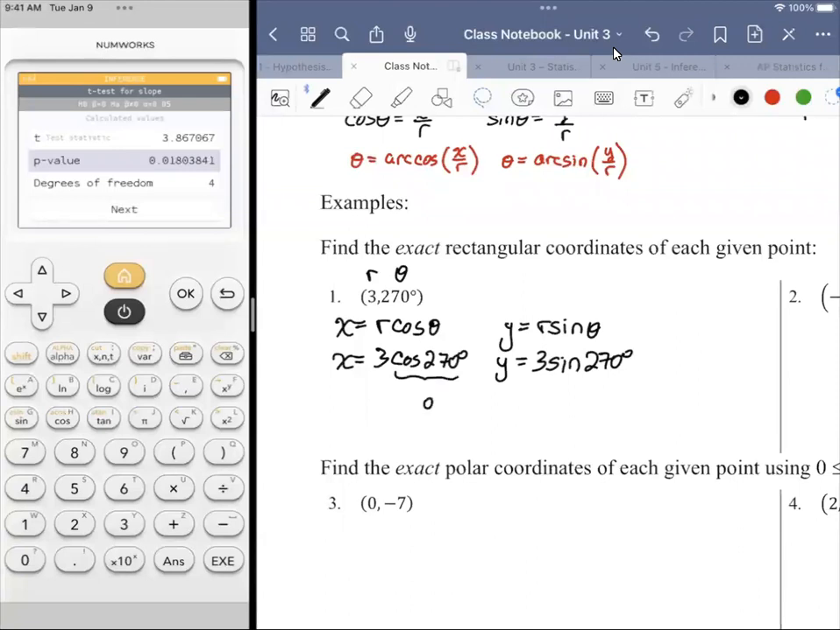Cosine of 270 is zero. So 3 times zero is my x value. So zero. Sine of 270 is negative 1. So the y value is equal to 3 times negative 1, negative 3. All right. So my coordinates would be 0, negative 3.